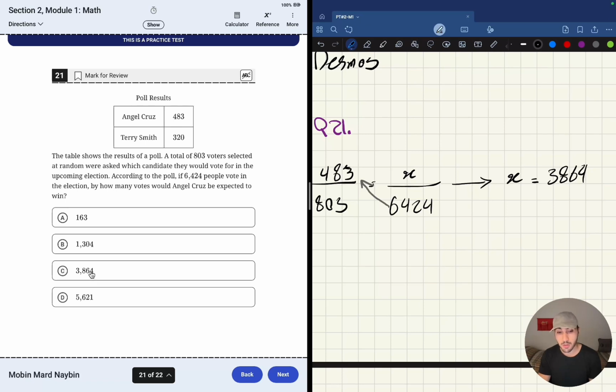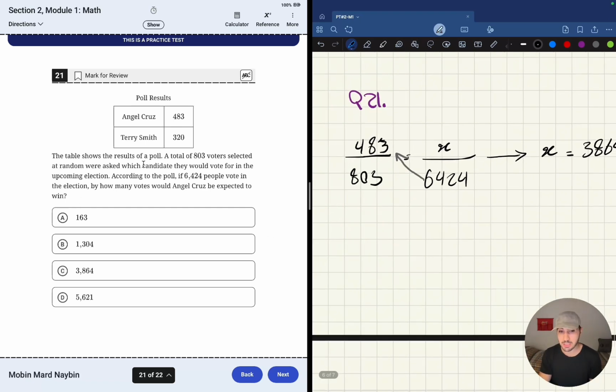But this is a tricky question actually. It says by how many votes would Angel Cross be expected to win? So this doesn't mean how many votes Angel Cross is going to have. This means how many more votes will Angel Cross get than Terry Smith. How many more votes is he going to get? So let's find the number of votes for Terry Smith.